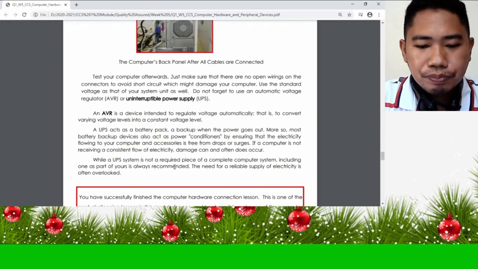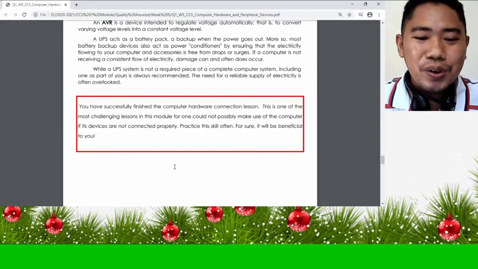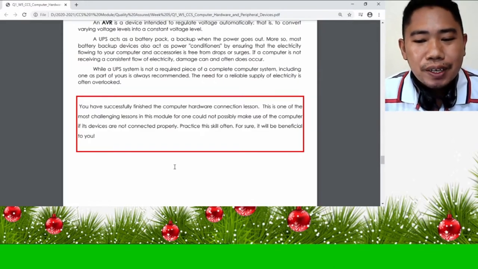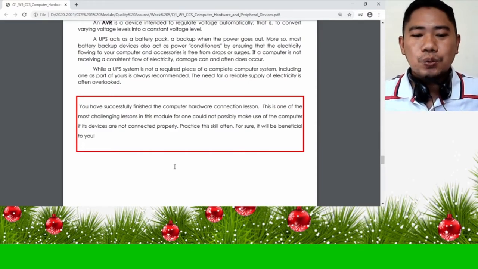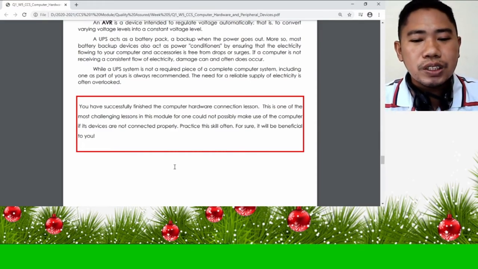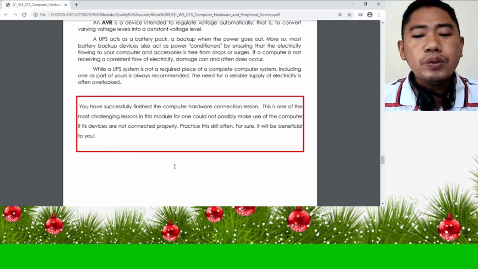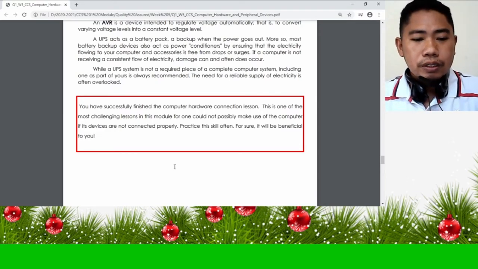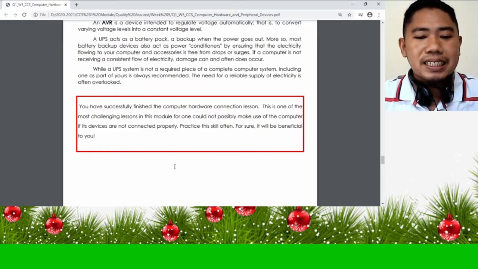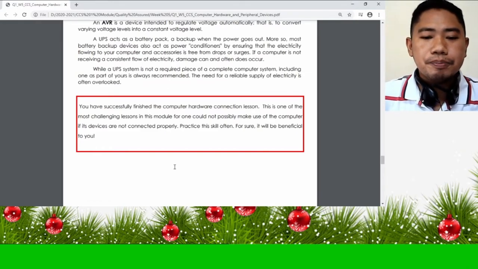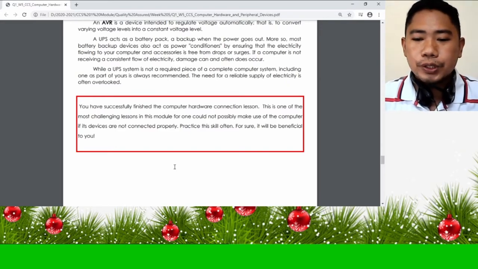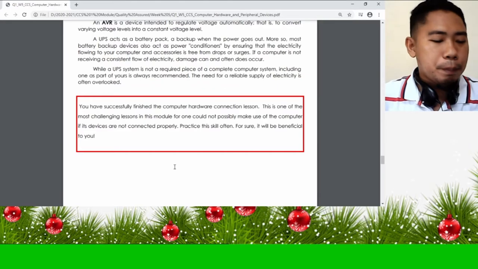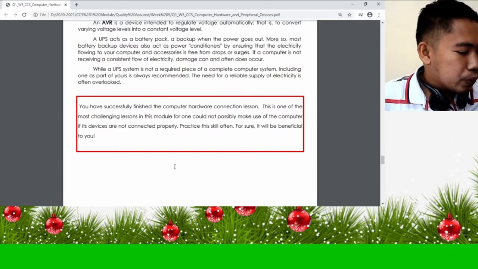Okay guys, you have successfully finished the computer hardware connection lesson. This is one of the most challenging lessons in this module, for one could not possibly make use of the computer if its devices are not connected properly. Practice this skill often. For sure, it will be beneficial to you.